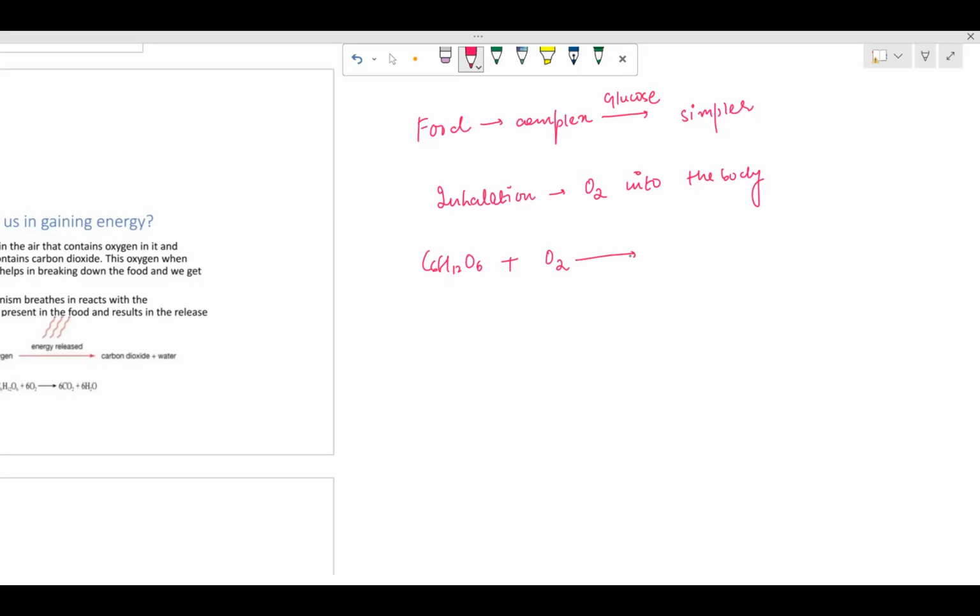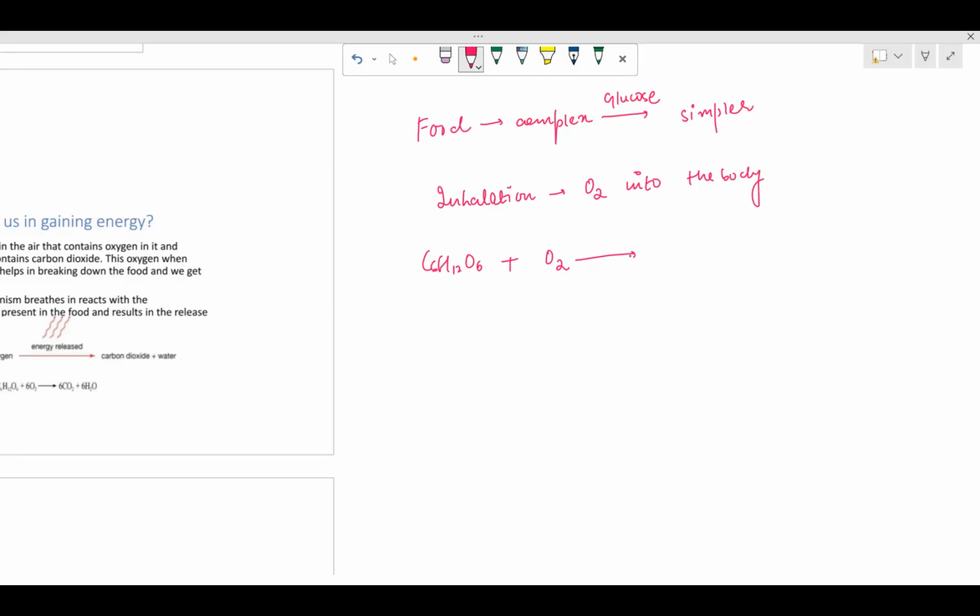Whatever we are exhaling, what do you people think, from where it is coming? Do you people have any idea? We know that we are taking the oxygen from the atmosphere, but from where is the carbon dioxide being formed in our body? Do you people have any idea?